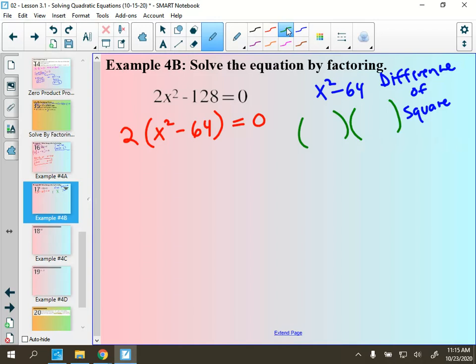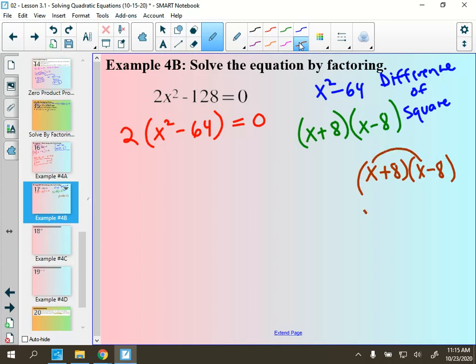What's the square root of x squared? X. What's the square root of 64? 8. Okay. It'll have to work out, though, where there's a plus minus. And the check, if you don't believe me, the verification, the confirmation, would be if I took x plus 8 and multiplied it by x minus 8, what's going to happen?